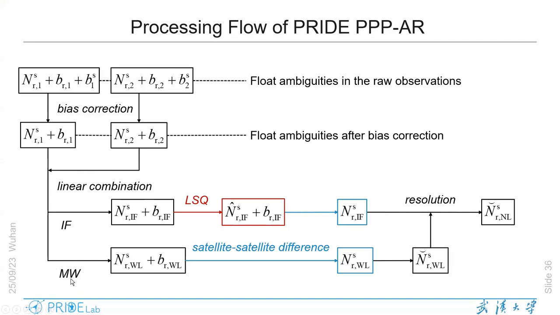So we turn to the help of the MW combination. We call it the Melbourne-Wübbena combination. It has a much larger wavelength, so it's easier to fix. When we use this combination to fix the so-called wide lane ambiguities, because of their wider wavelengths, we can then fix our narrow lane ambiguities in a row. And this is just the basic principle of the two-step fixing mode. We also apply the satellite-to-satellite difference to remove the receiver bias that will equally affect all the observations.